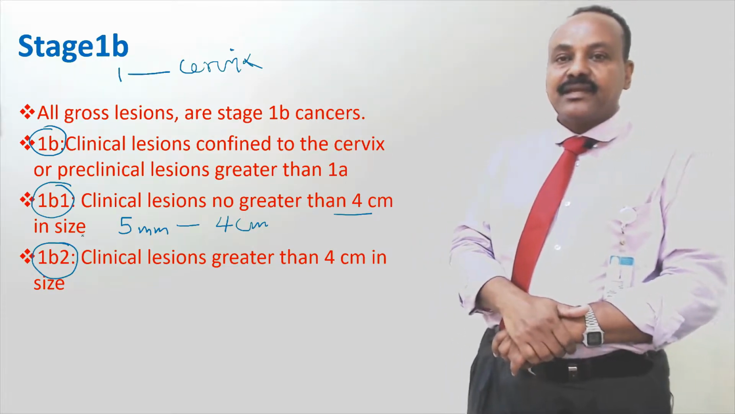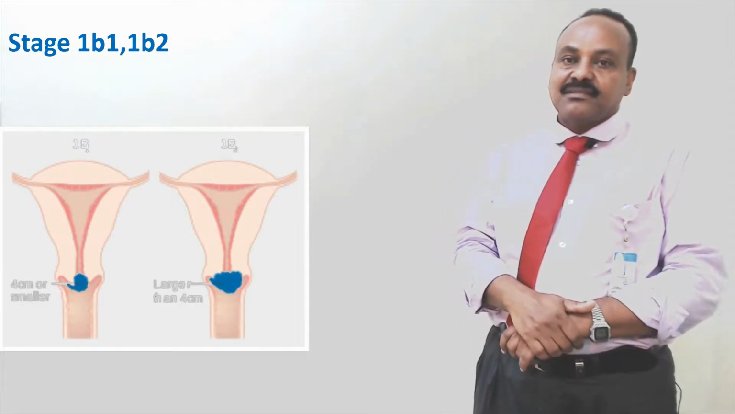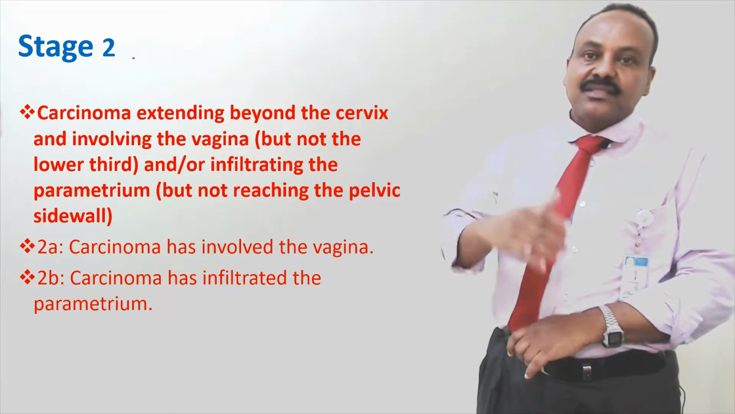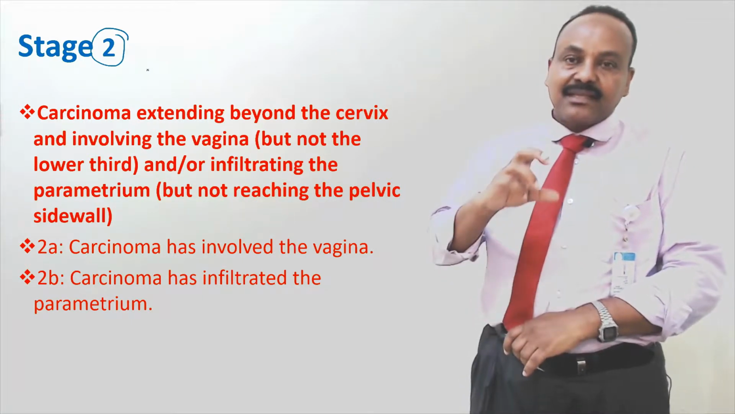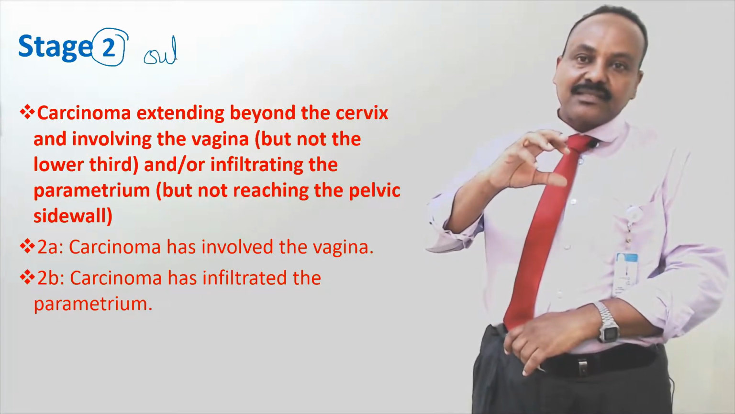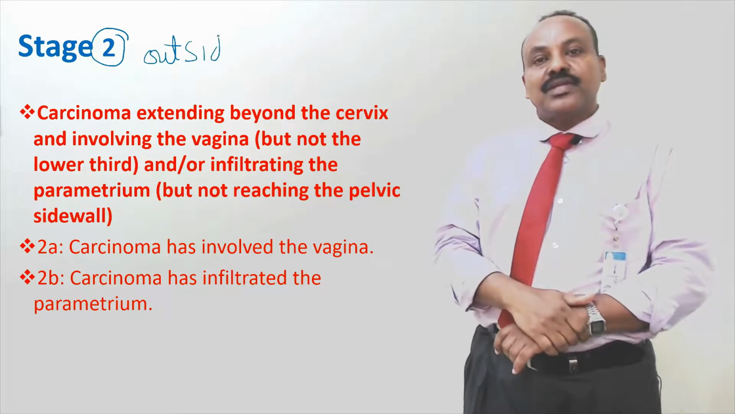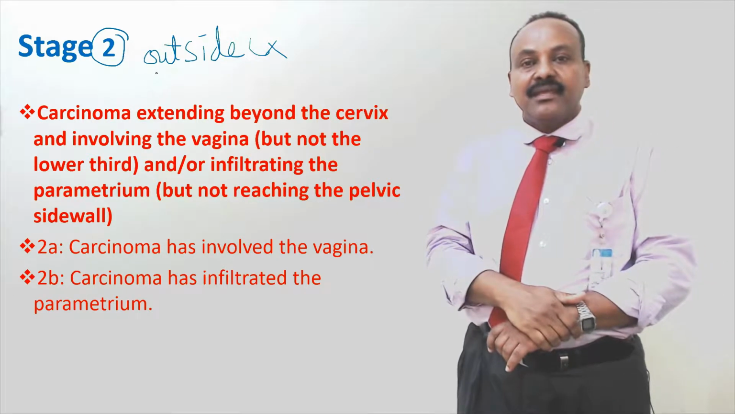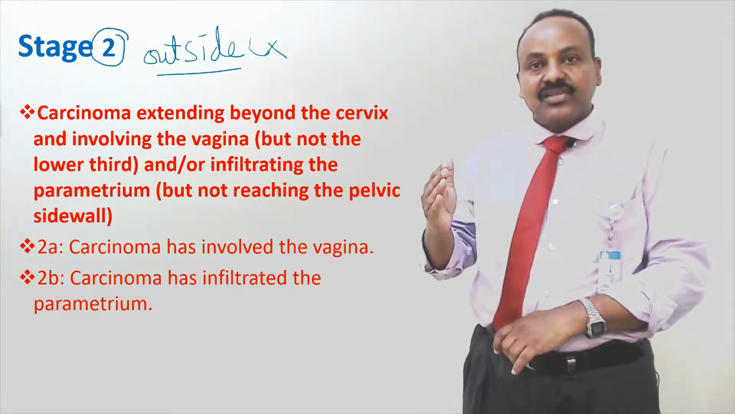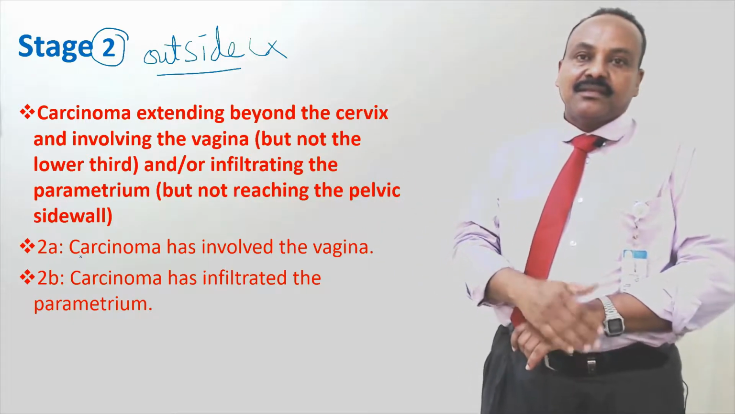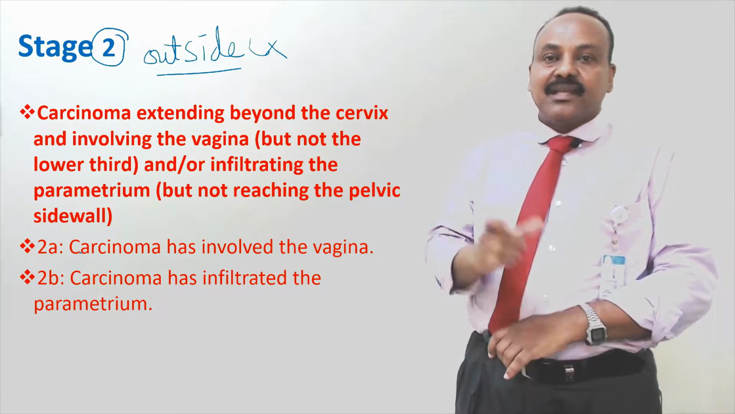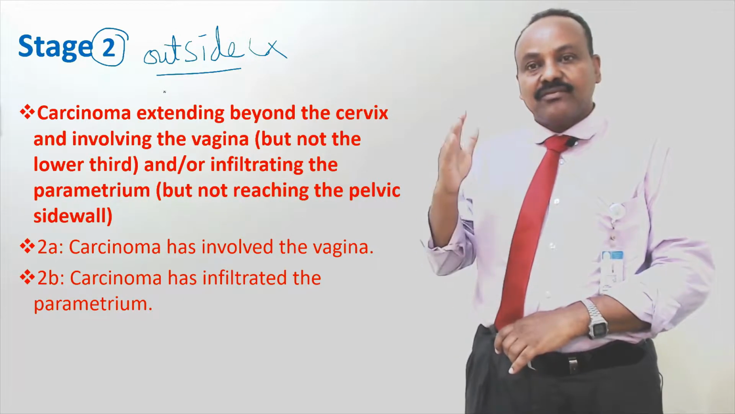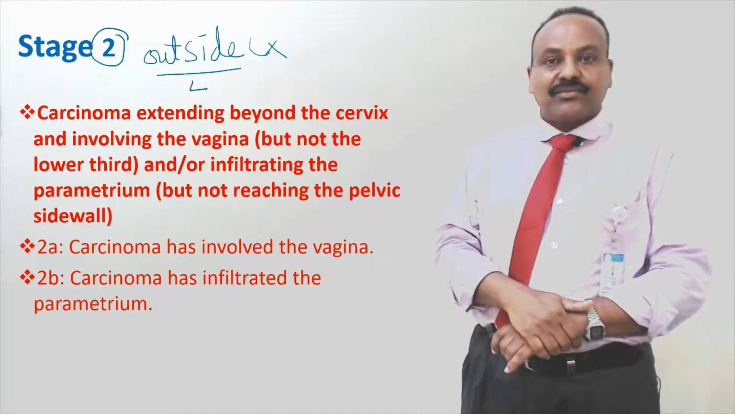Stage 2. Here, carcinoma is extending beyond the cervix. As I told you, in stage 1, carcinoma is still inside the cervix, and it is categorized according to the size of the tumor. Either microscopic, this is stage 1A, up to 5 millimeter by 7, or a gross clinical lesion, stage 1B, more than 4 or less than 4.